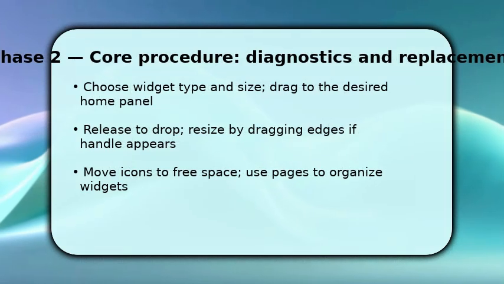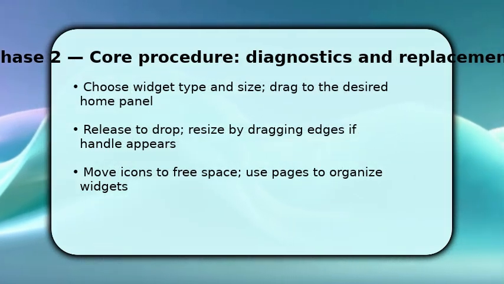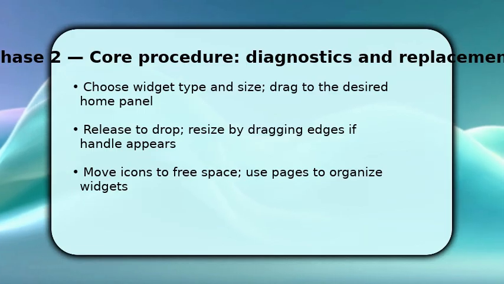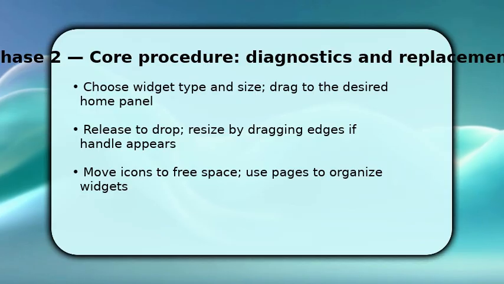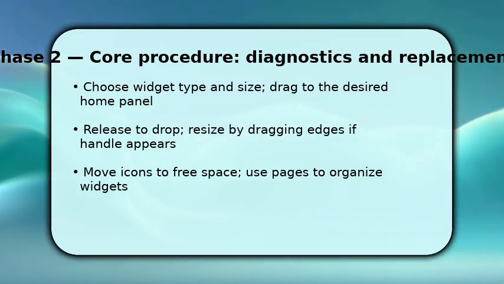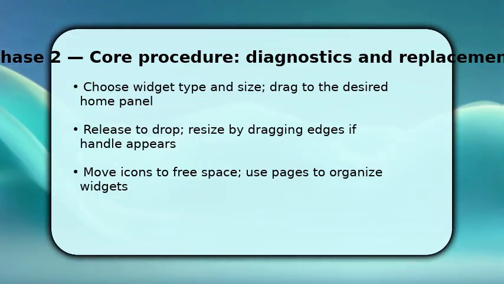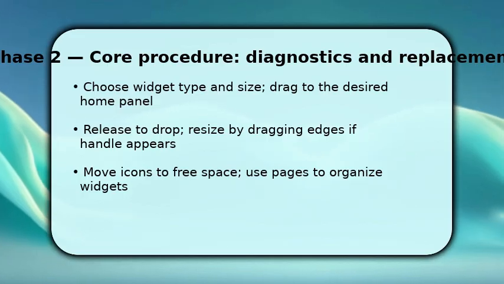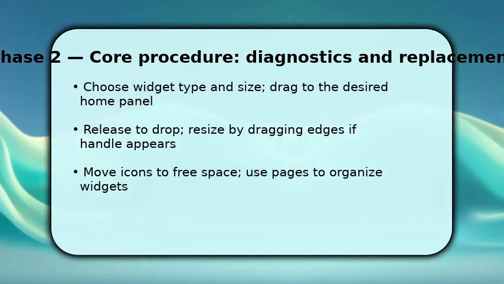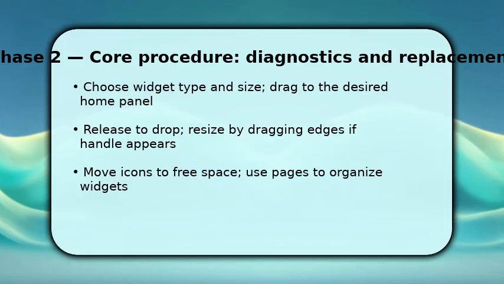You choose the widget and a size, small, medium, or large, because size affects what content fits and how much screen space remains for apps. Tap and hold the widget preview, then drag it to the home panel or folder where you want it. Release to drop, and if a resize handle appears, drag edges to adjust. This changes visible content without reinstalling. Once placed, move nearby icons or pages to create breathing room and keep the layout tidy.